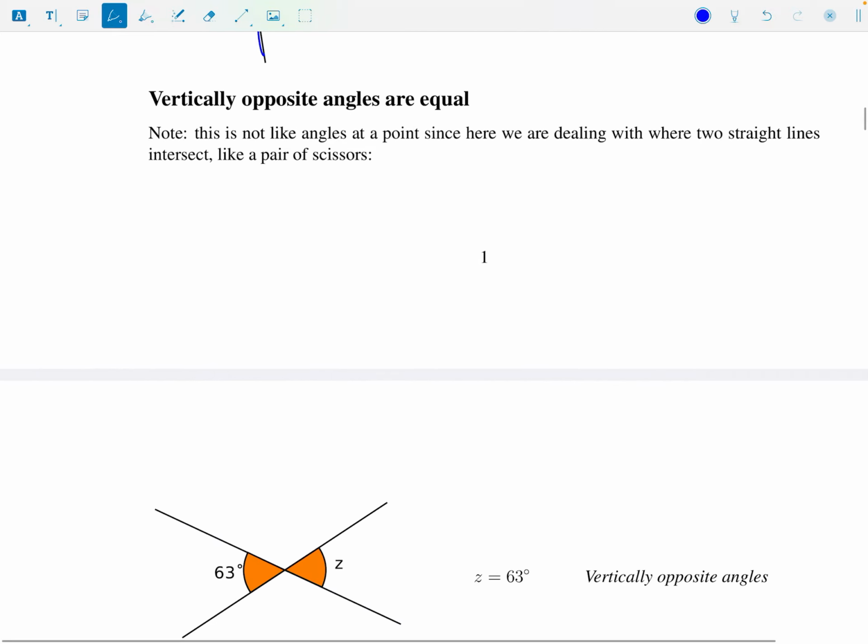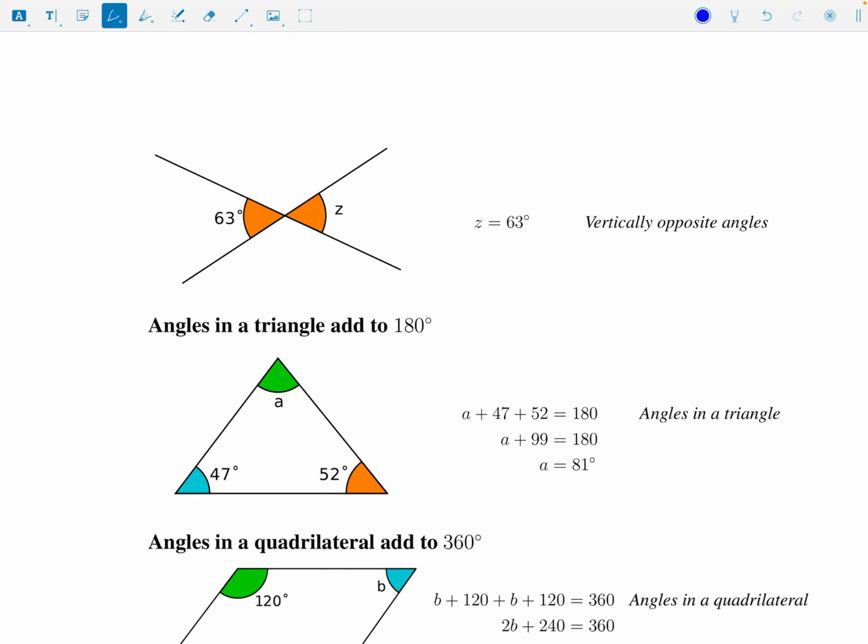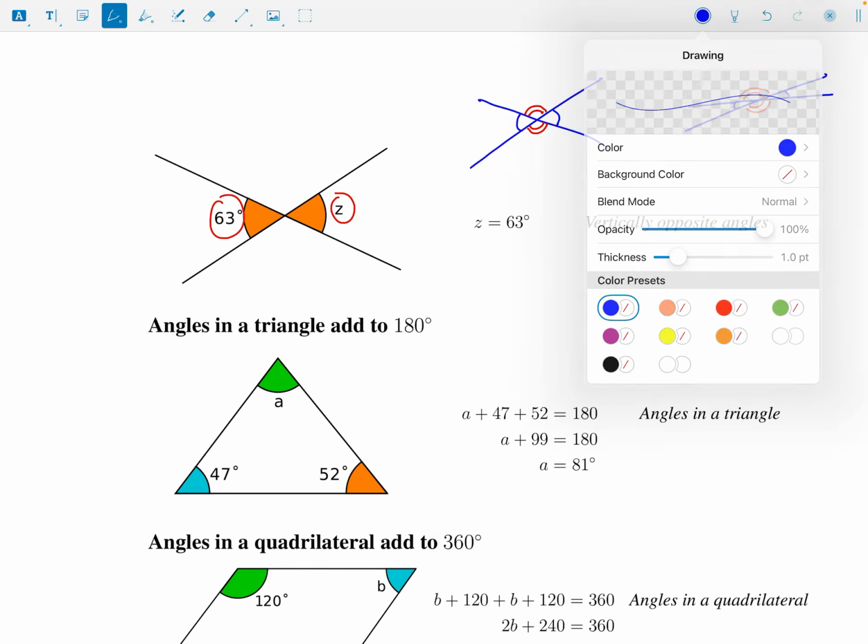Vertically opposite angles are equal. So if you have two lines that meet like this, we would know that this angle equals this angle. If we have two very narrow, this angle would equal this angle. So opposite angles are always equal. Similarly, in these pictures, this angle right here would be equal to this angle right there, and this would be equal to that. So if this is 63 degrees here, then Z is also 63 degrees.